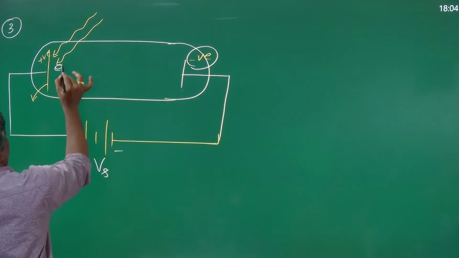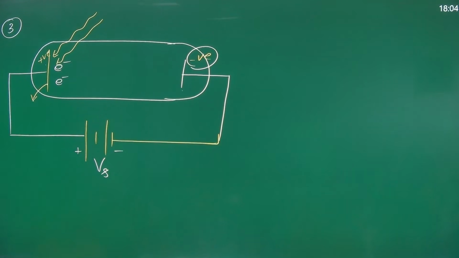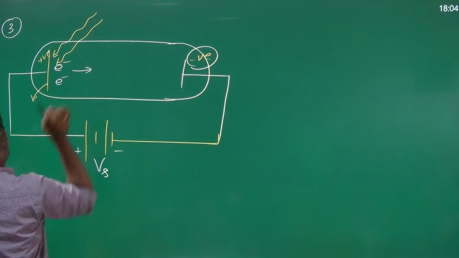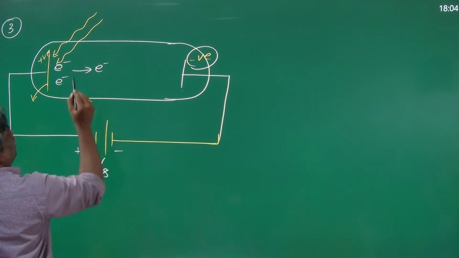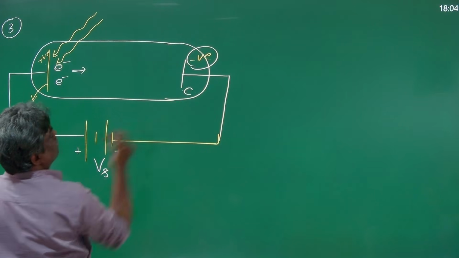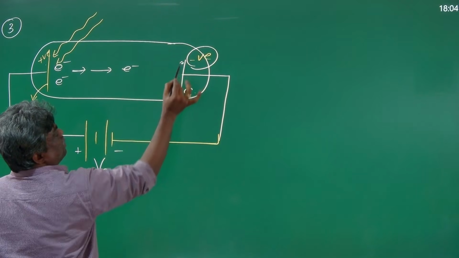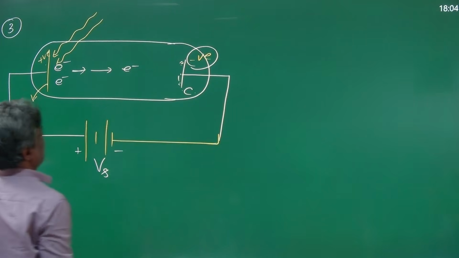Now the electrons are ejected. The electrons are ejected, so the electron is ejected, and where will it be collected? Here. So the electron must come to this plate and accumulate. Say yes or no? Yes.